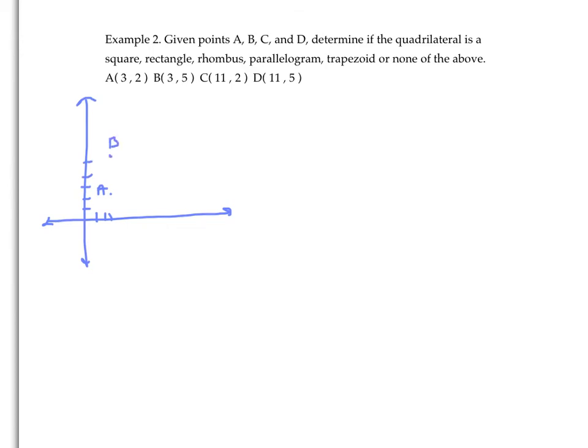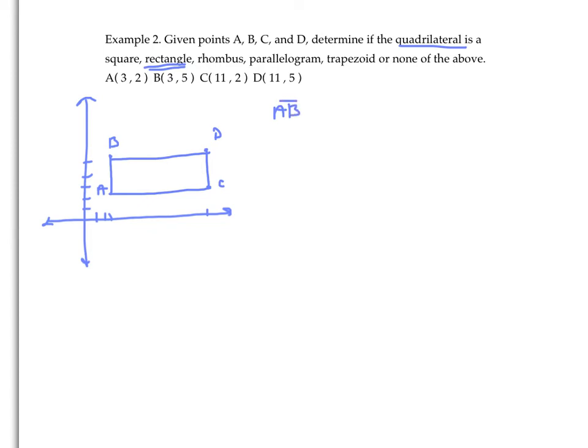Now point C is all the way at 11, 2. And point D is at 11, 5. Now notice that the name was not given to us in the order A, B, C, D. It goes A, B, D, C. Okay, so we can prove that this quadrilateral is a specific type of quadrilateral, namely a rectangle, by using slope only. So let's find the slope of line segment AB.